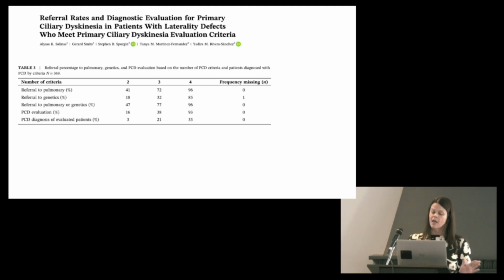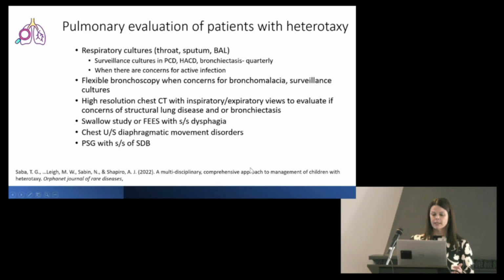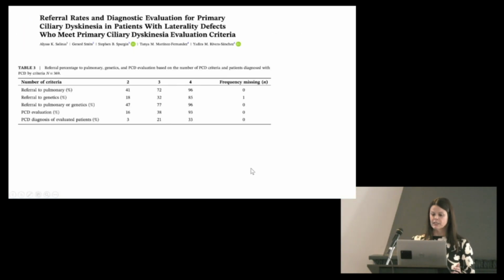Now, this was from 2009 to 2021, so it's a little bit old, so hopefully we're doing better now. But we found that for those, all the patients had laterality defects, and that should be a red flag for evaluating these patients, right? And so taking that into consideration, we looked at the other criteria for these patients and found that for those patients that had 4 of the criteria, the referrals were pretty good. We were still not evaluating all the patients, but very good.